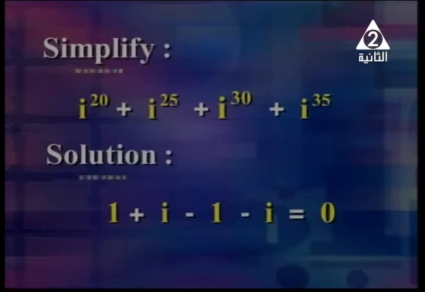But i power 30 equals i power 28 times i power 2. i power 28 equals 1, but i power 2 equals negative 1. Also, i power 35 equals i power 32 times i power 3, which equals negative i. Look: i power 20 equals 1, i power 30 equals negative 1, i power 25 equals i, and i power 35 equals negative i. Then 1 minus 1 is 0, i minus i equals 0, so the simplification equals 0.